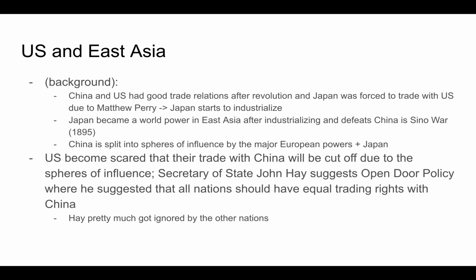China was split into spheres of influence by the major European powers and Japan. The U.S. became scared that their trade with China would be cut off due to the spheres of influence, so Secretary of State John Hay suggested the Open Door Policy, where he suggested that all nations should have equal trading rights with China. Yeah, he pretty much got ignored.